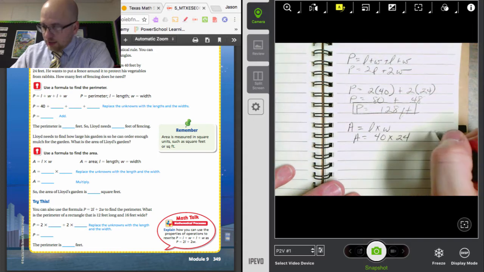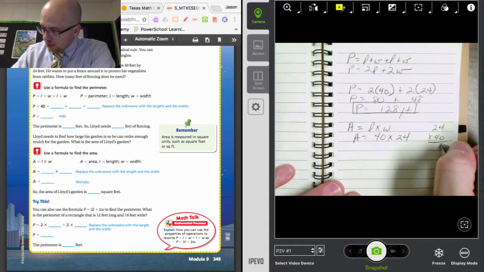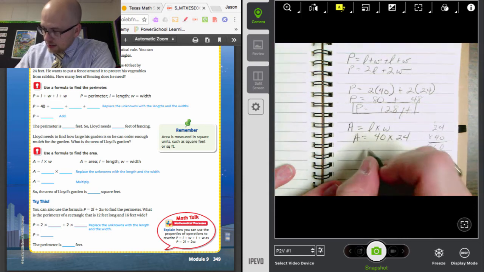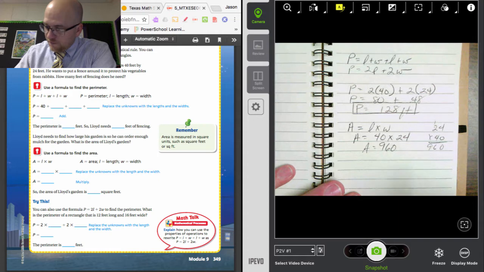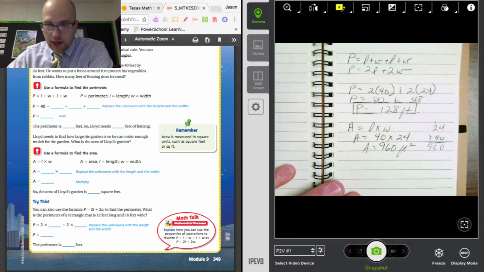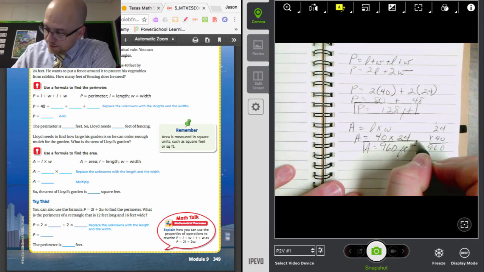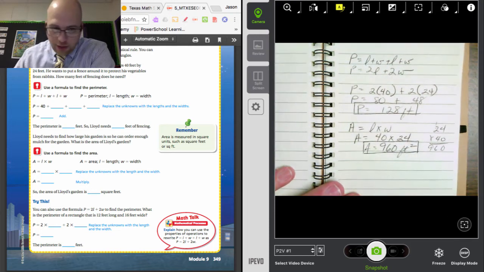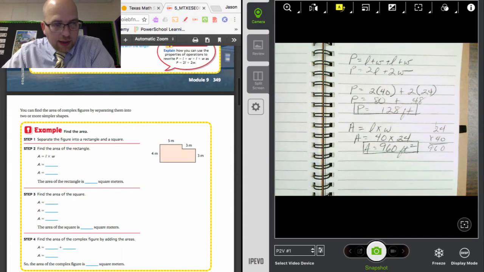Okay, so I can multiply 24 times 40. There's a 0, there's 16, and that's 9, and that's 960. We're in feet, so these are going to be square feet, or feet squared, whichever way you want to write that, okay? Now, those should be review problems.